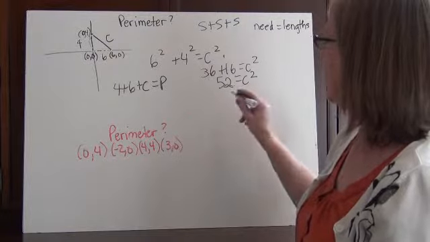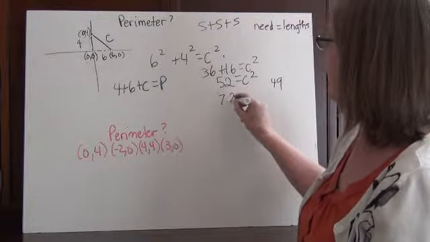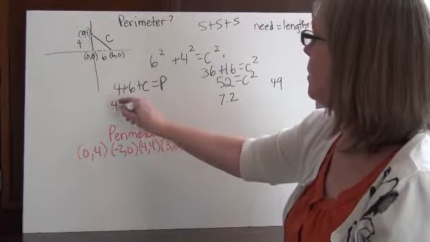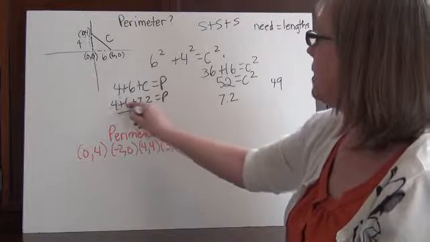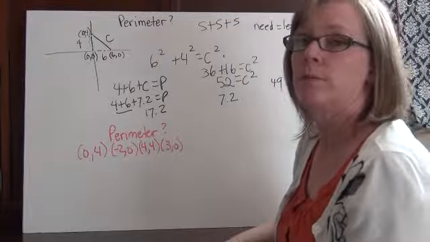Okay, now I'm going to go back and think again. 49 is 7 squared, so we could call this 7.2. It's very close to 49. So over here I have 4 plus 6 plus 7.2 equals my perimeter. 10. So my perimeter is 17.2.